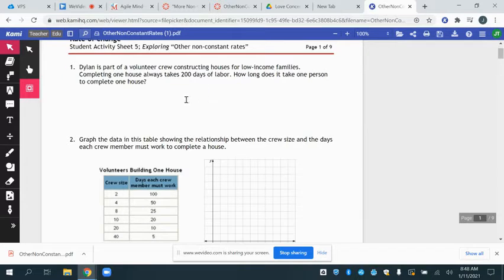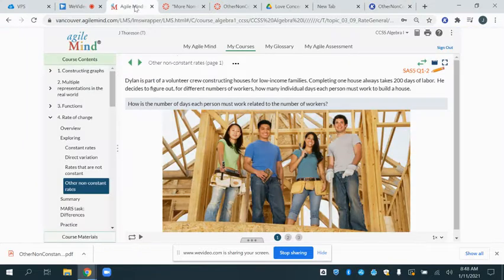Okay, so we're going to talk about a volunteer crew building a house for low-income housing. Completing one house takes 200 days of labor. How long does it take one person to complete one house? I don't know. There's not enough information here. You're absolutely right. So let's figure this out. We're going to go in here and figure out what they're talking about.